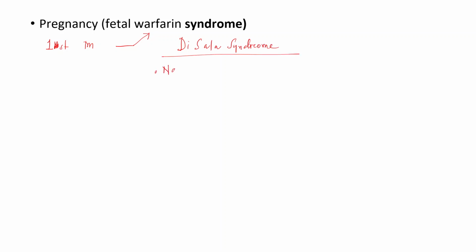So this includes nasal hypoplasia and stippled epiphysis. Stippled epiphysis means in the epiphyseal lesion there will be stippling like this. I forgot to put the images here. You can just search it in Google and see how stippled epiphysis looks.